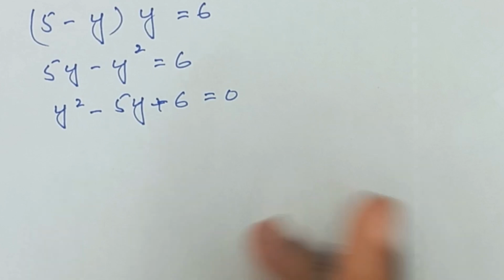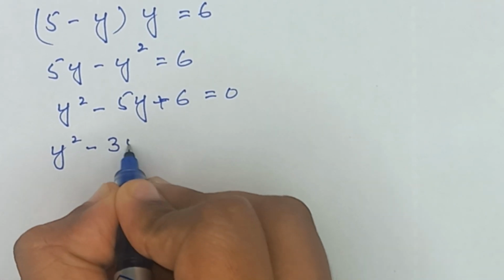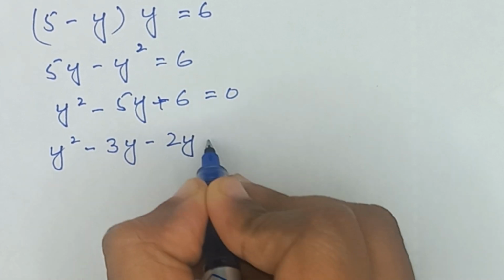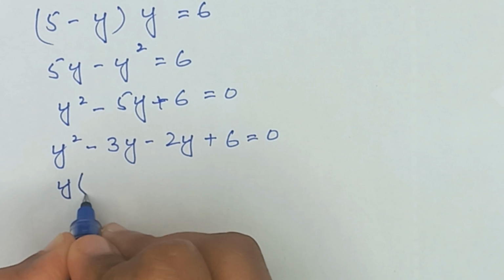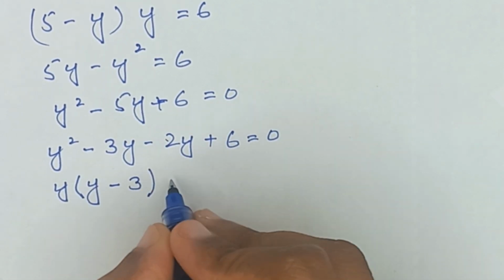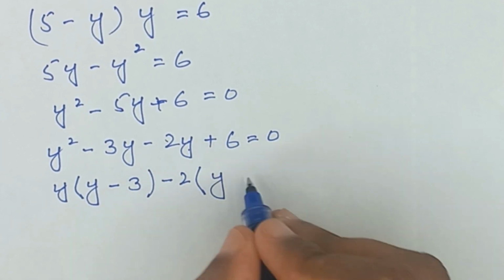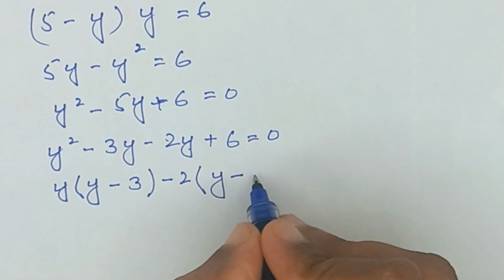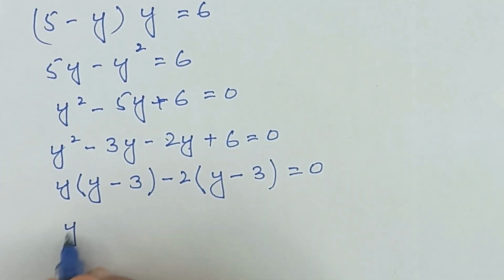Now it is a form of quadratic equation, so we will solve it by factorization. So y square minus 3y minus 2y plus 6 is equal to 0. From the first two terms we have y common, so this divided by this will be y minus this divided by this will be 3. From the next two terms we have minus 2 common, so this divided by this will be equal to positive y. Positive into negative will become negative. 6 divided by 2 is 3, which is equal to 0. Now we have y minus 3 common here.